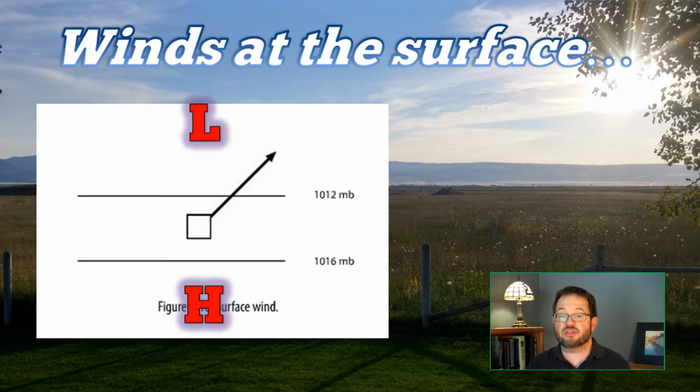Those 2 lines there that are labeled 1012 and 1016 millibars are isobars. They are part of a much larger weather map with lower pressure to the north of this map and higher pressure to the south of this map. I don't know why they don't tell you that in the question, but that would make it a whole lot easier to understand what's going on.